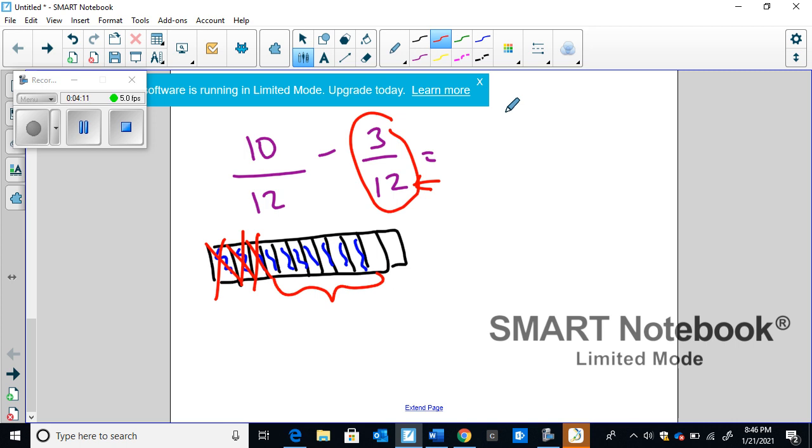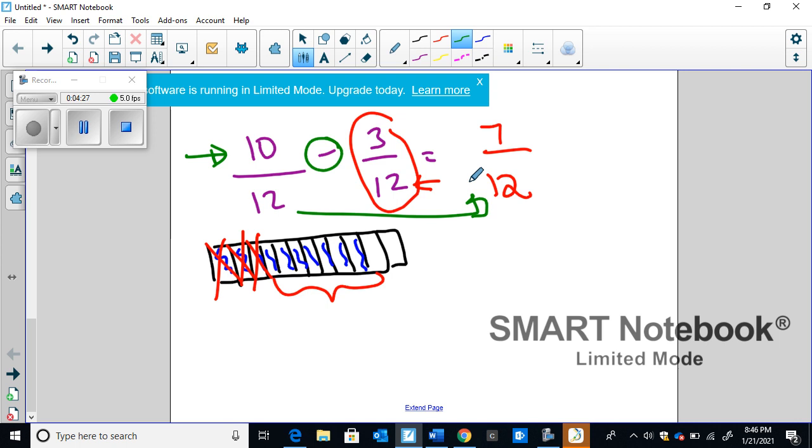So how many pieces am I left with? Well, I'm left with 7 pieces. And in one whole, there would be 12 total pieces. And if you notice, it's the same thing, except we're just subtracting the top. So it's 10 minus 3, that equals 7, and then the bottom stays the same. And that's how we would add and subtract fractions with like denominators.